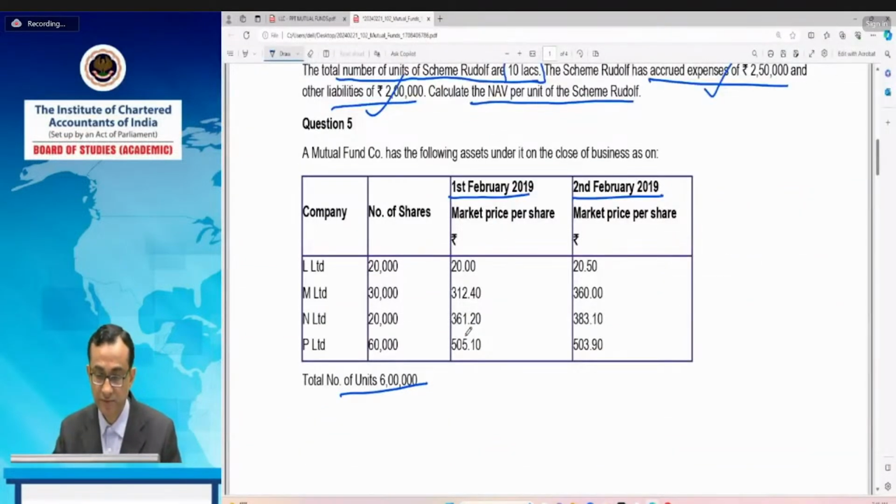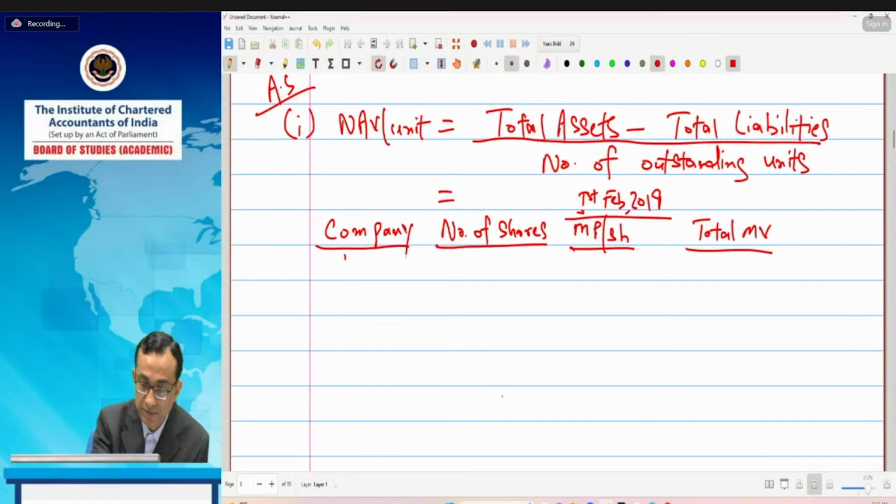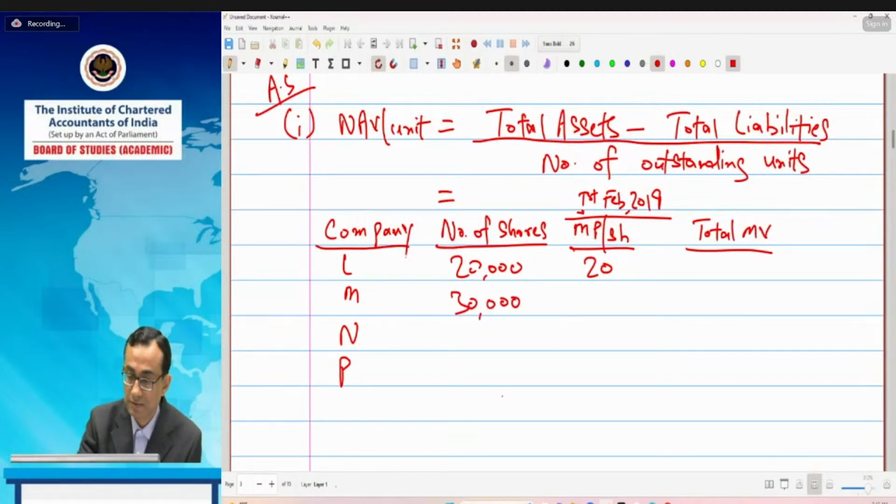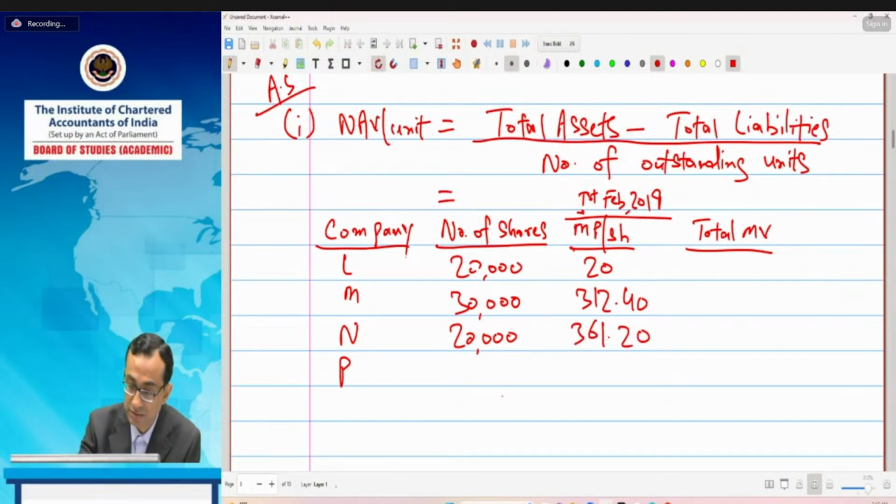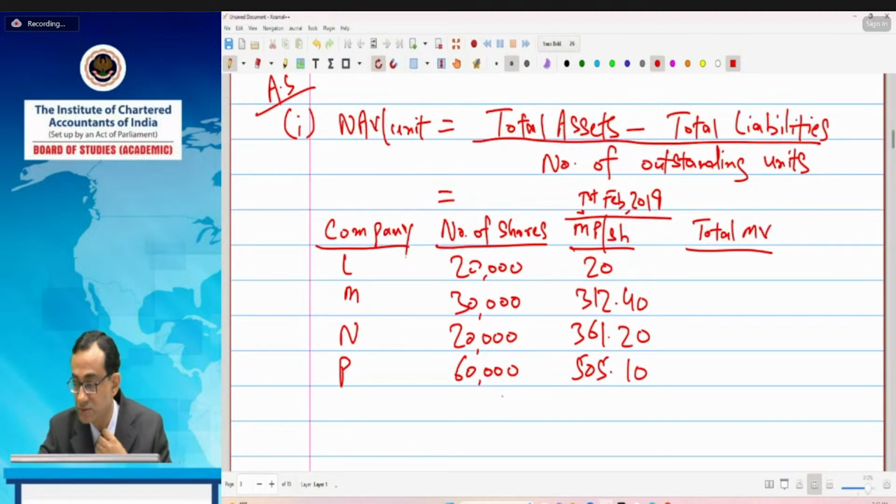So the figure is given in front of you. You have to simply write it. So first 20,000 into 20. So company name, I will first put the company name L, M, N, and P. So 20,000 shares, company L, market price per share 20. Okay, so M, it is 30,000 and market price per share 312.40. N, it is 20,000, market price 361.20. P, it is 60,000 multiplied by 505.10. So let us calculate this total value.